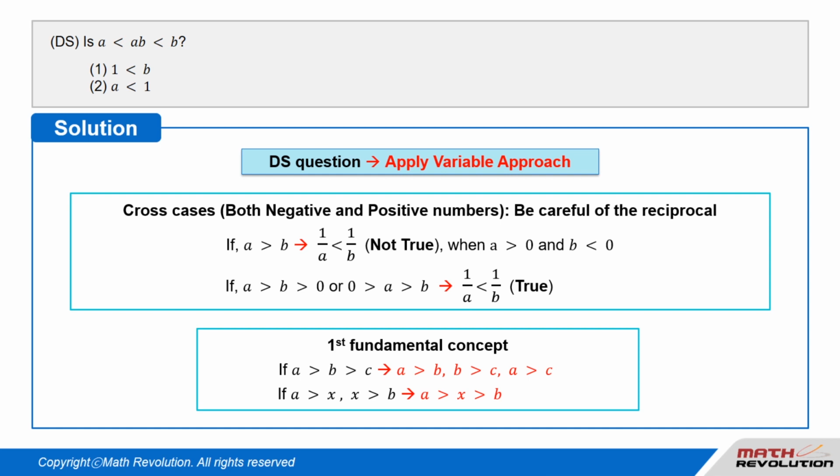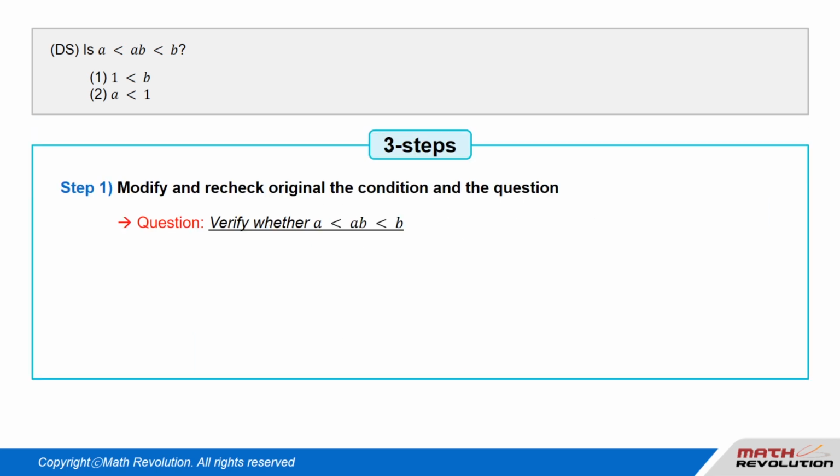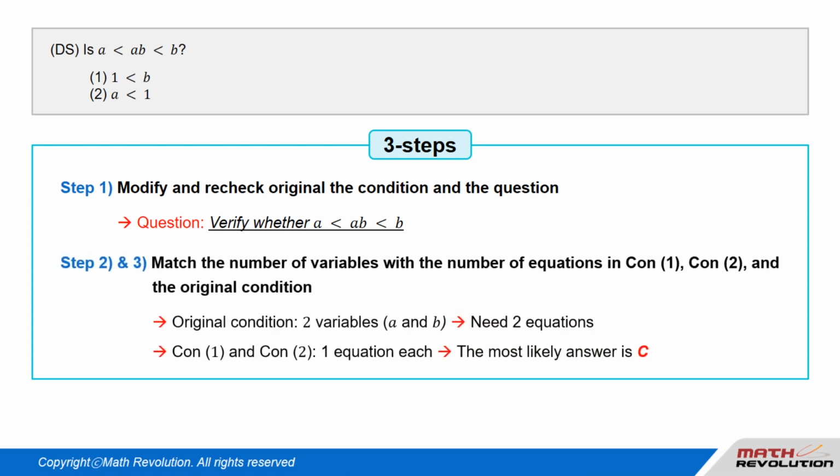Let us follow the first step of the variable approach by modifying and rechecking the original condition and the question. We are required to verify whether A is smaller than A times B, which is smaller than B. Follow the second and the third steps.